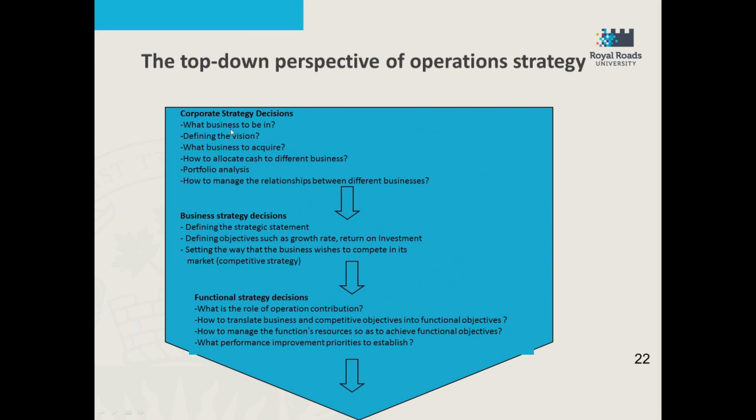And here you can see the top-down perspective. So you need to understand the different levels of strategy: corporate strategic decision, business strategy decision, and that will inform the functional strategy, which is operational strategy, correct? So you will need to understand how the company strategy, vision, mission, strategic objective can be cascaded down to the operation. And based on that, you will define your priority from that perspective.